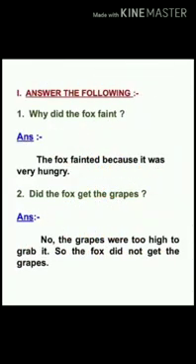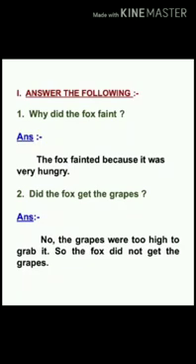Next we are going to learn answer the following. First question. Why did the fox faint? Answer. The fox fainted because it was very hungry. Listen, my dears. The fox was very hungry. Why? Because it is summer time. No food, anything in the forest. So the fox fainted because it was very hungry. Do you understand? Shall we move to second question?